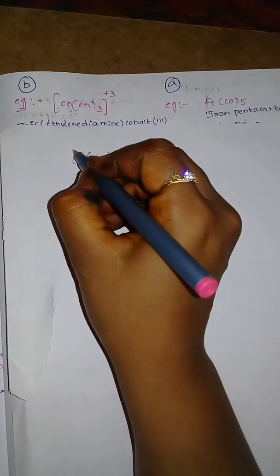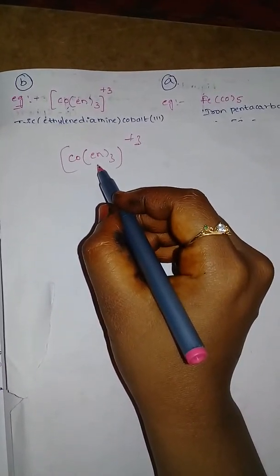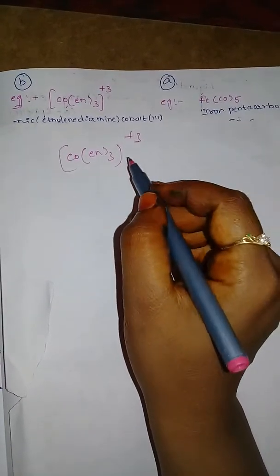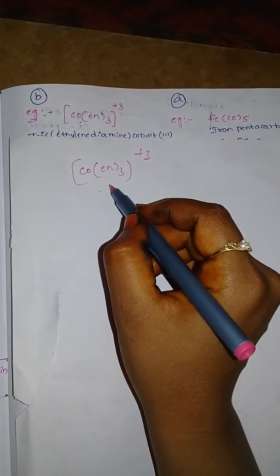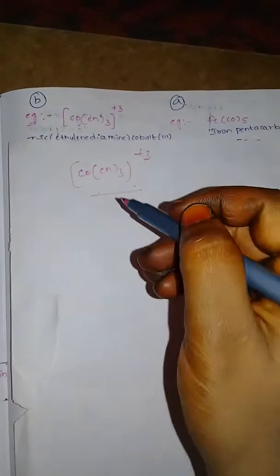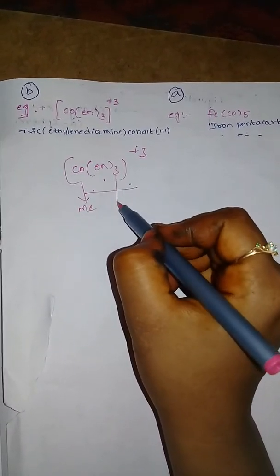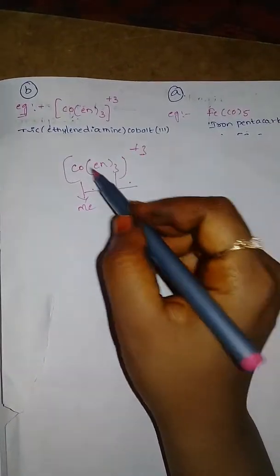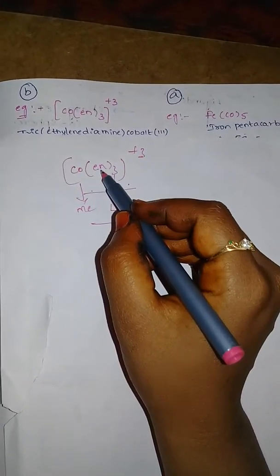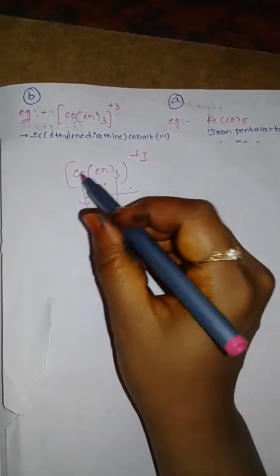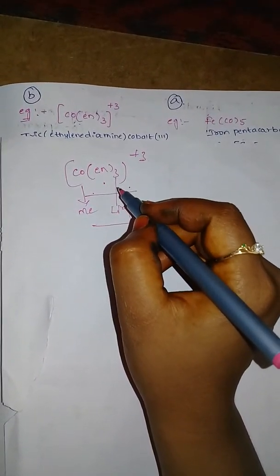[Co(en)3]3+. What is this? Tris(ethylenediamine)cobalt(III) complex. See here, this complex contains metal and ligand in the coordination sphere. The ligand ethylenediamine is a neutral ligand. Based on the second trick, ethylenediamine is a neutral ligand.